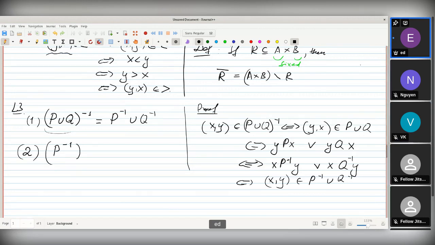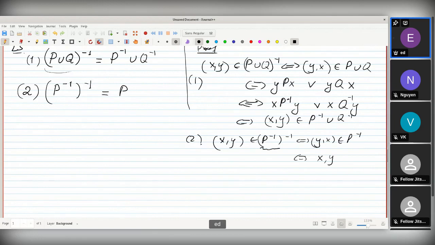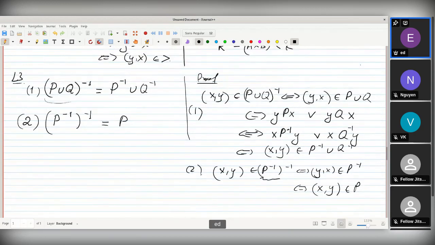And what if we take double conversion? What if we converse a relation two times in a row? You got P again. Exactly. So how can one prove it? It is in fact xy belongs to this set if and only if yx belongs to this one, which is equivalent to xy belonging to P, so they comprise the same pairs. Okay.